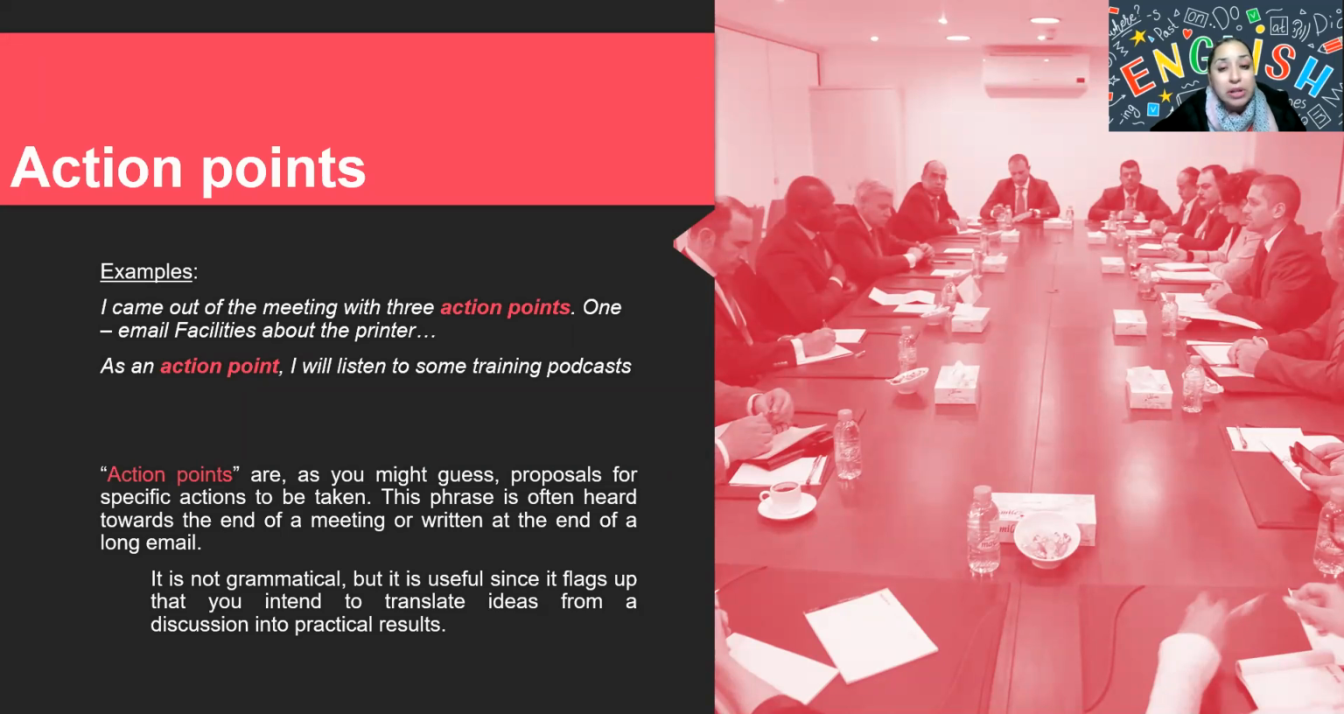Action points. What's the meaning of action points? Let's see examples. I came out of the meeting with 3 action points. 1, email facilities about the printer, etc. Second example. As an action point, I will listen to some training podcasts. Let's see the definition for it. Action points are, as you might guess, proposals for specific actions to be taken. This phrase is often heard towards the end of a meeting or written at the end of a long email. Action point.